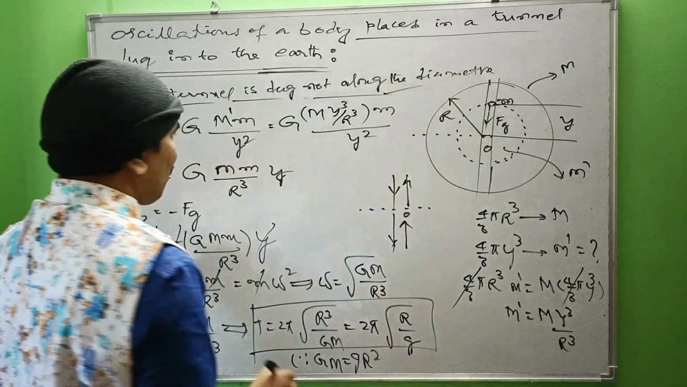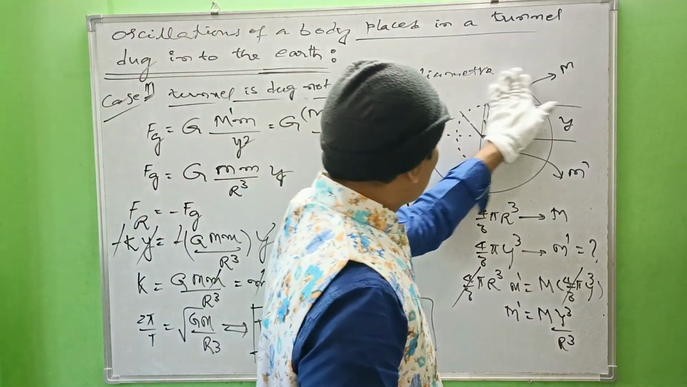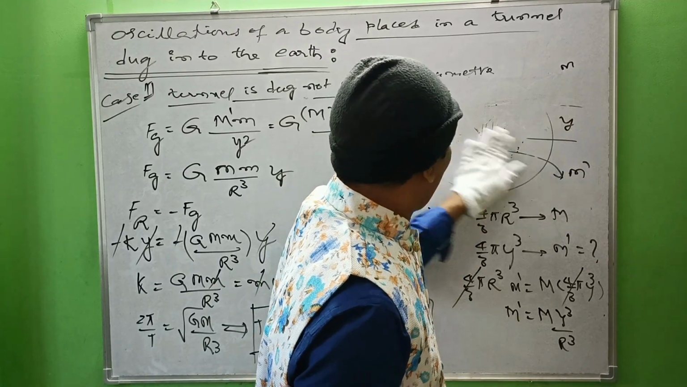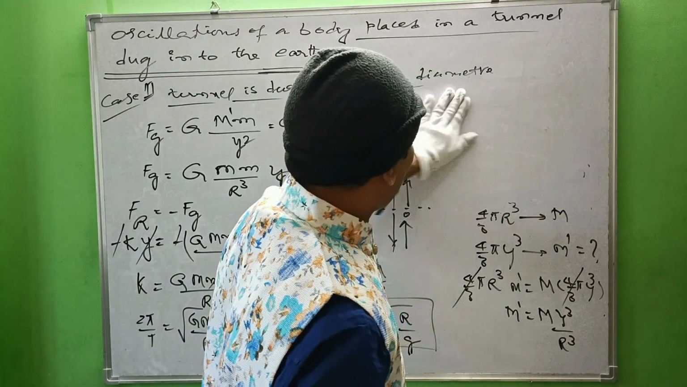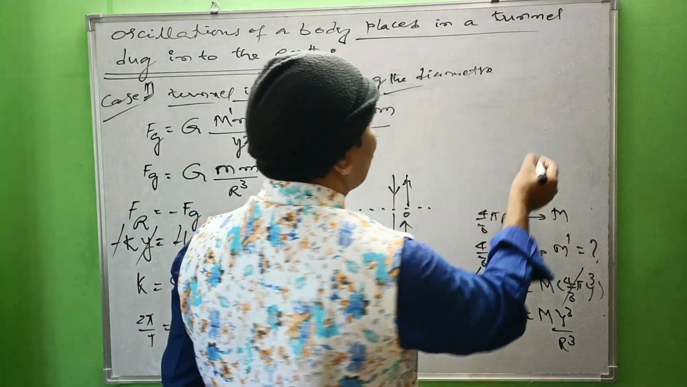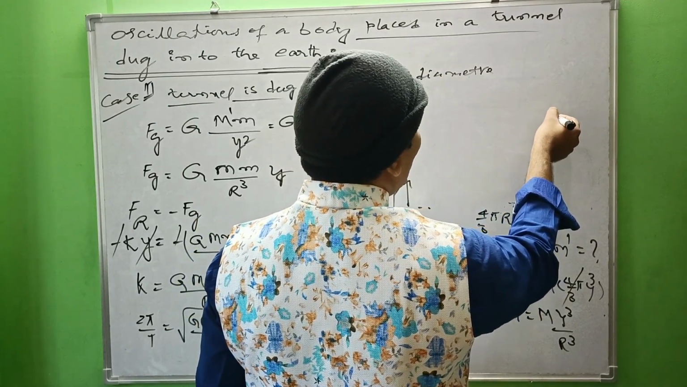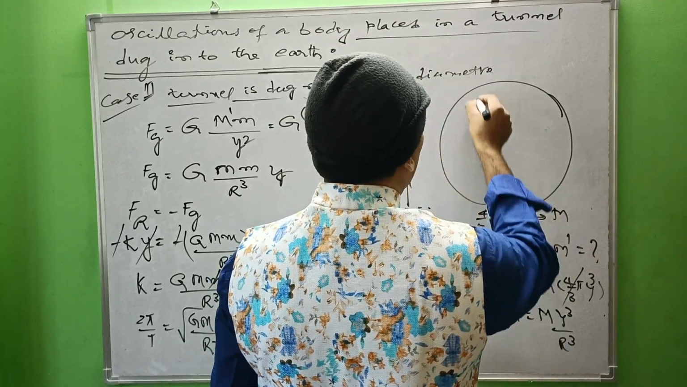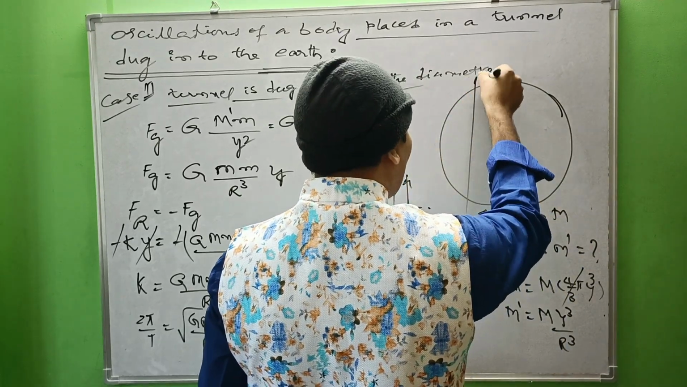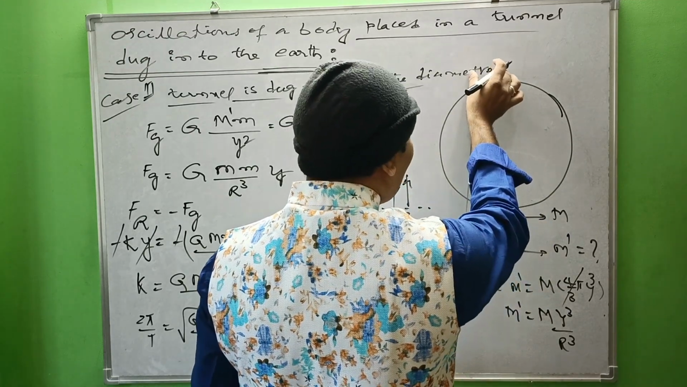Not along the diameter. Now see, a small modification with the diagram. This time I am taking the tunnel not passing through the center of the earth. See, this is the earth. Now this is the tunnel, right? This is dug, not along the diameter.